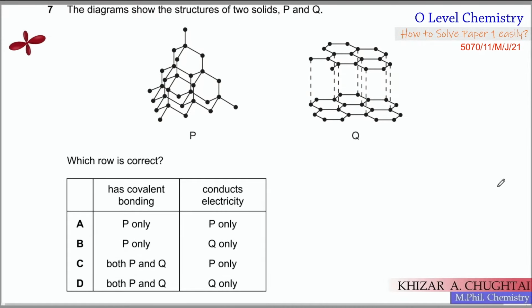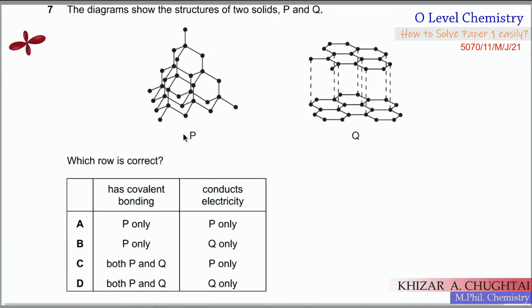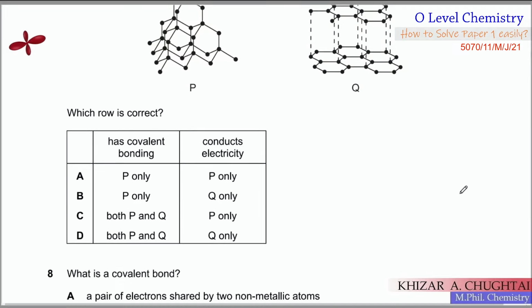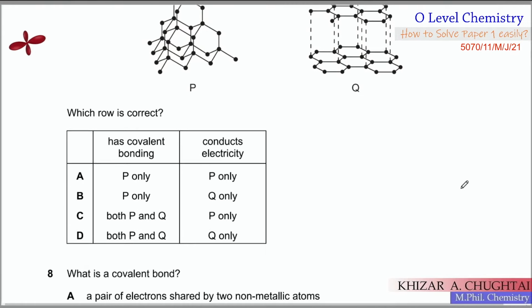The diagram shows the structure of two solids P and Q. As you know, P is diamond and Q is graphite. Which row is correct? Has covalent bonding: which one has it? Both have covalent bonds. And conducts electricity: Q, I mean graphite, can conduct. So D is the correct option.